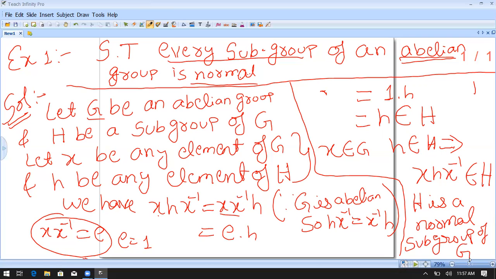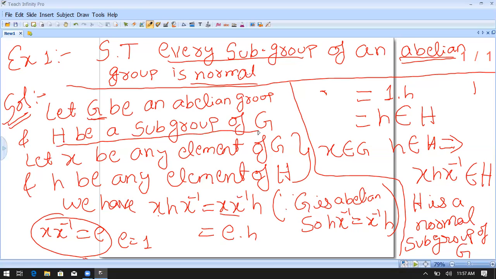Let us see this once again. Show that every subgroup of an abelian group is normal. The question is, what is given and what we have to find: there is an abelian group, and using it we have to show that every subgroup is a normal subgroup. So let G be an abelian group and H be a normal subgroup of G.